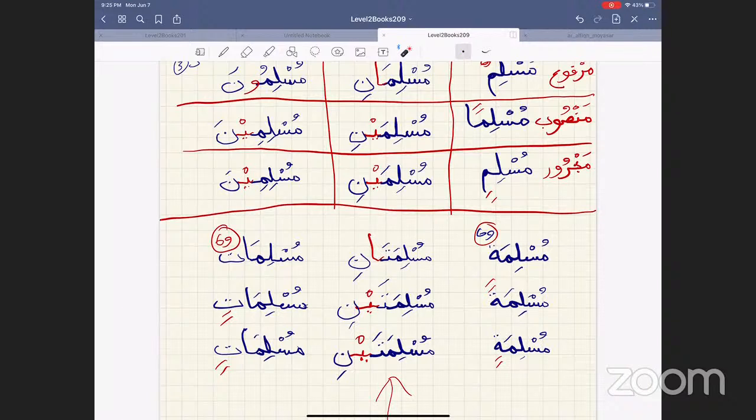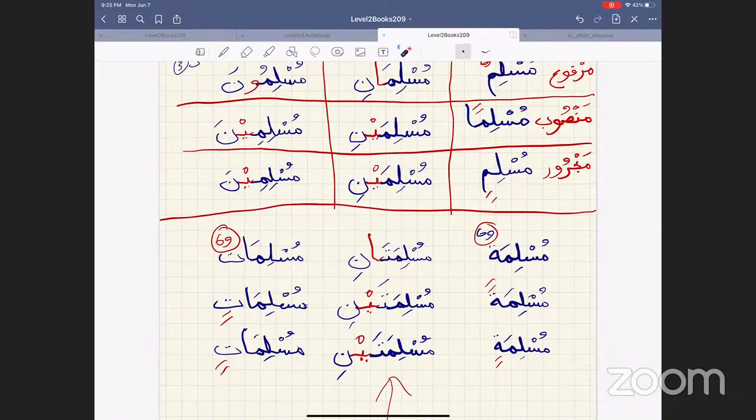If something comes to make it mansub or majroor, we say muslimatayni. The tayni gets added at the end, and that ya is a sign of it being mansub, and likewise that same ya is a sign of it being majroor, depending on what it's doing in the sentence.